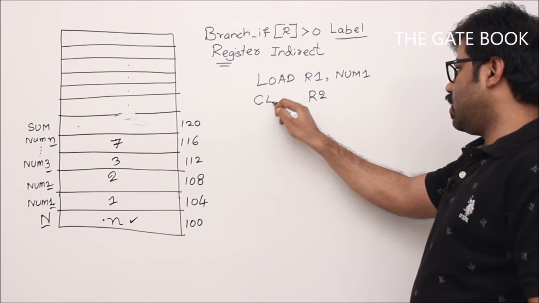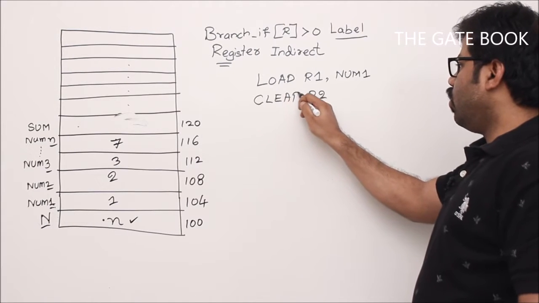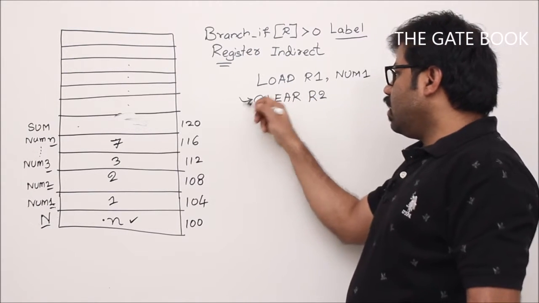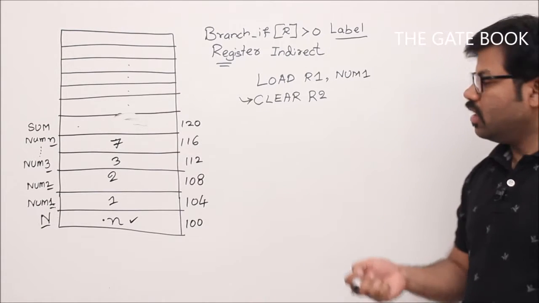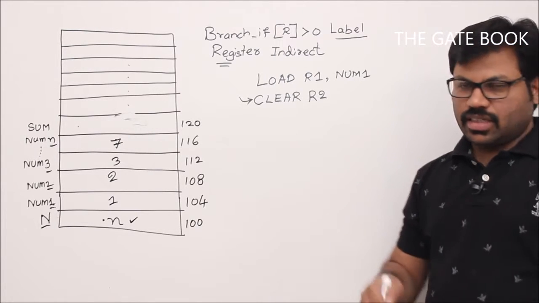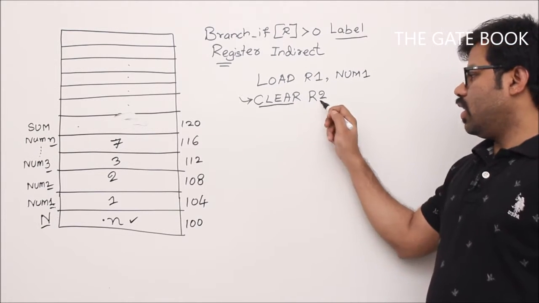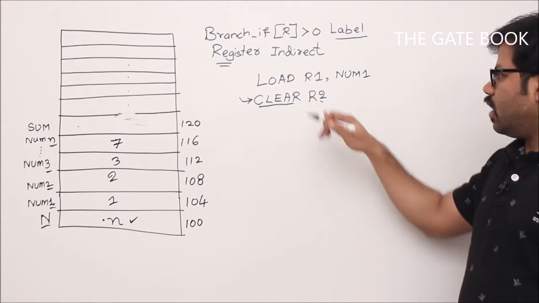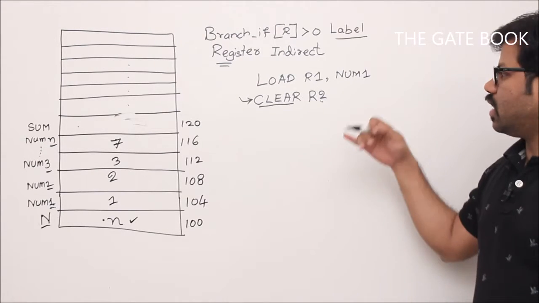I am using an instruction called clear. Don't worry about this instruction. Let's say clear is an instruction which is going to clear a register. When you write clear R2, generally we use it only for registers, then that register will be cleared. Assume that such an instruction exists.